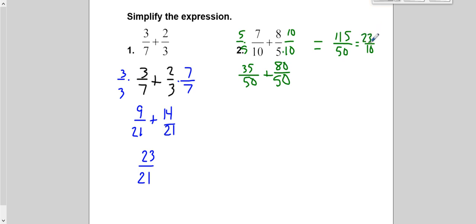And we get 23 over 10 for our final answer. Well, we didn't have to do it that way. We didn't have to use 50 as a common denominator. What's a smaller common denominator we could have used for 10 and 5?